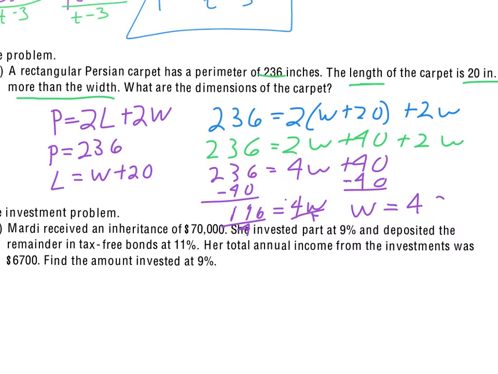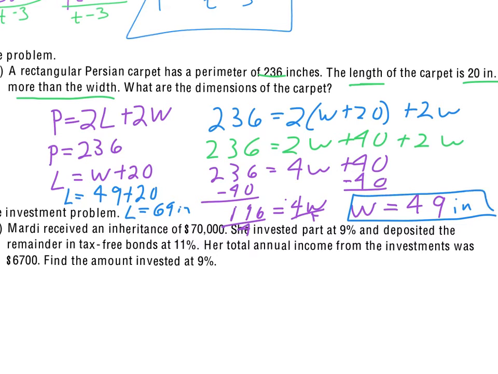So that's the width. They wanted both dimensions. They also wanted the length. Lucky for us, we have this equation here. Length is 20 inches more than the width. So if the width is 49, then the length is 69. Of course, we can include units in here, so 49 inches and 69 inches. And it helps to make sure that that does actually work. You can check pretty quickly that it does.